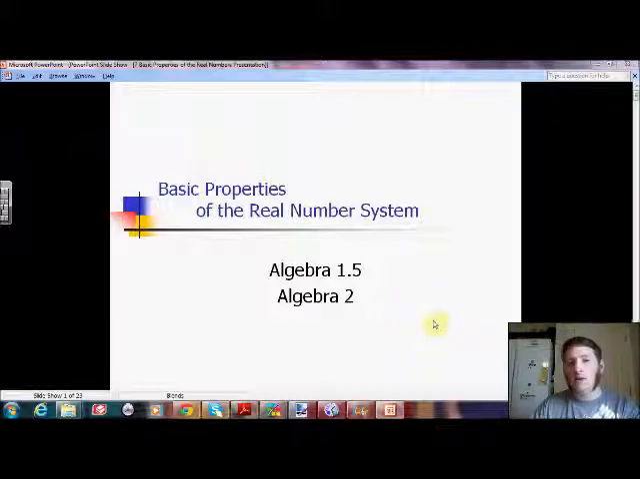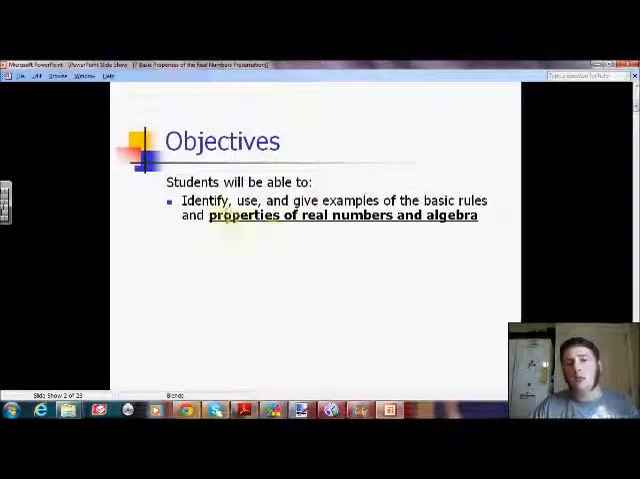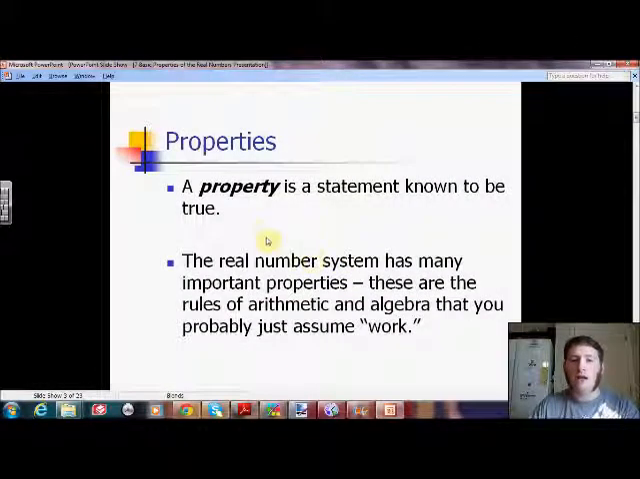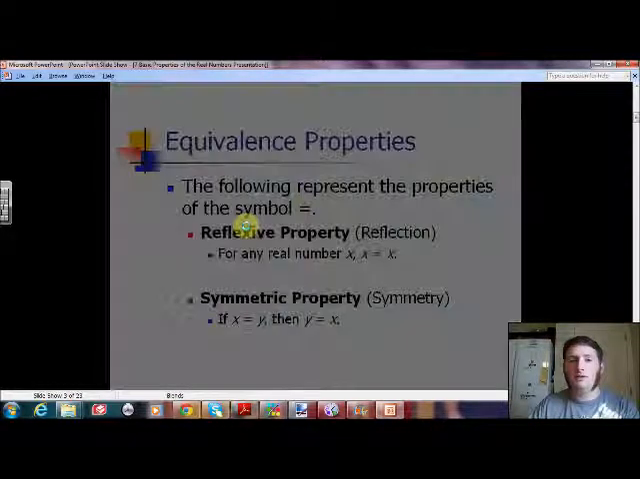So we're looking at basic properties of the number system. And so we want to be able to identify, use, and give examples of properties because they're the basic rules of numbers in algebra. In case you've forgotten, remember a property is a statement known to be true, and up till this point you've probably just assumed that they work. You didn't really think about them. You didn't necessarily give them names. And I expect you to know them by heart by the end of the year.